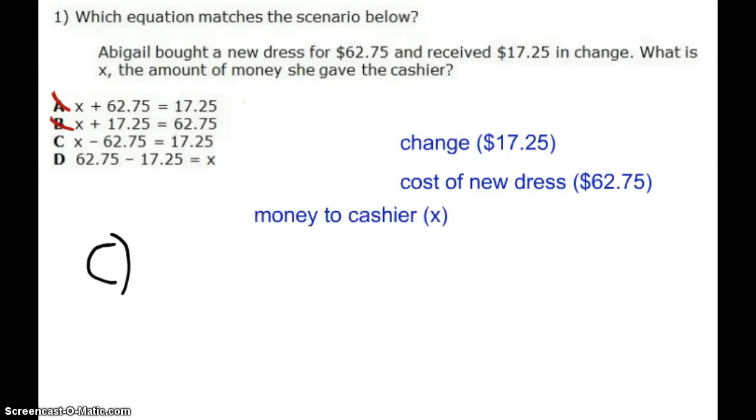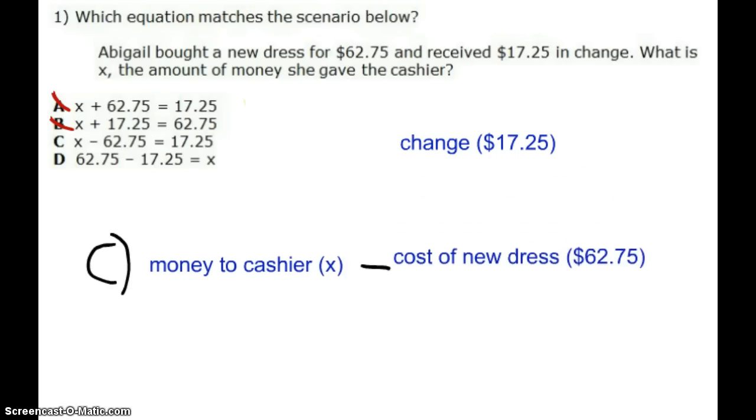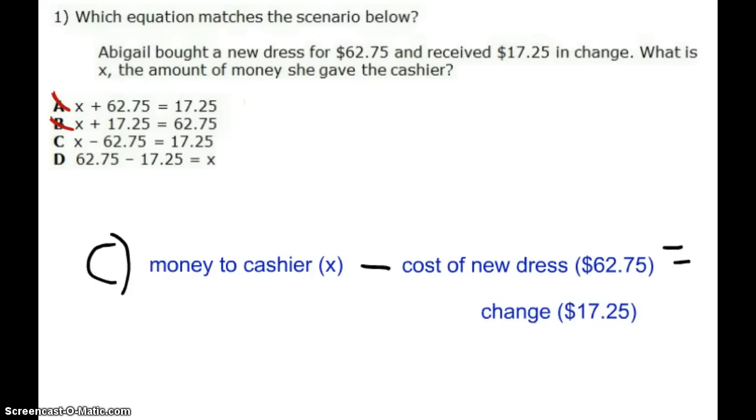Now let's look at C. X, so money to the cashier, minus $62.75, the cost of the dress, equals $17.25, the change. Money to the cashier, you subtract out the cost, and that gives you the change. Hey, that makes sense. That's what I do when I go to the store. You give the cashier the money, they subtract out the cost, and then you get the change. So we think that it's C, but let's check D as well.